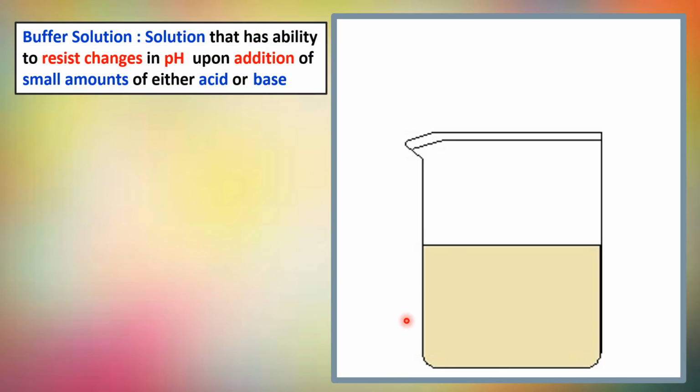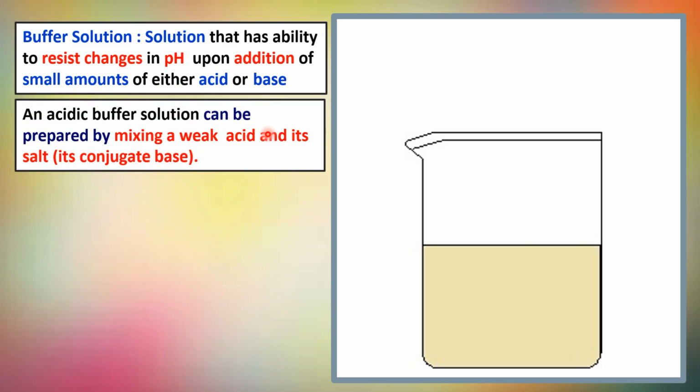Alright, so now buffer solution. What is a buffer solution? A solution that has the ability to resist changes in pH upon addition of a small amount of either acid or base. Actually, buffer is divided into two: acidic buffer and basic buffer. An acidic buffer is a solution that can be prepared by mixing a weak acid and its salt, its conjugate base.